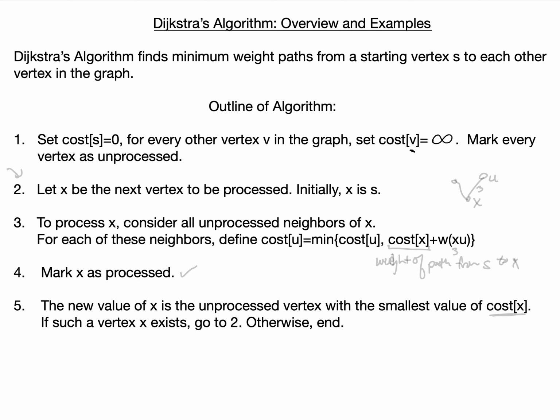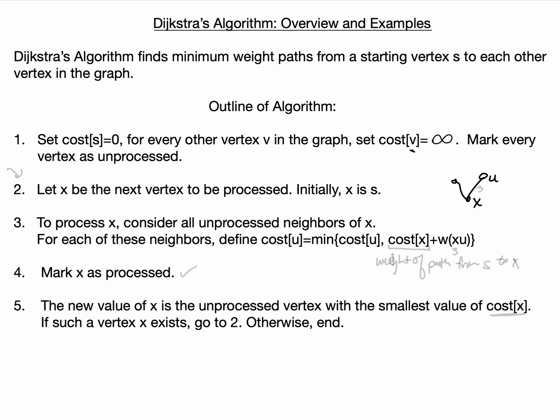So we're going to call X the next vertex to be processed. In the beginning, the first vertex that we process is S. So initially we are processing S. To process any vertex X, we consider all unprocessed neighbors of X. Neighbors just means that they're connected by an edge. So the neighbors of X are all the vertices, U, etc., that are connected to X by an edge.